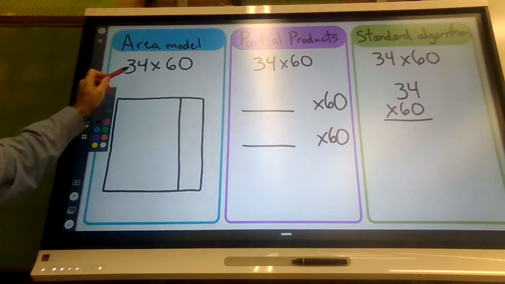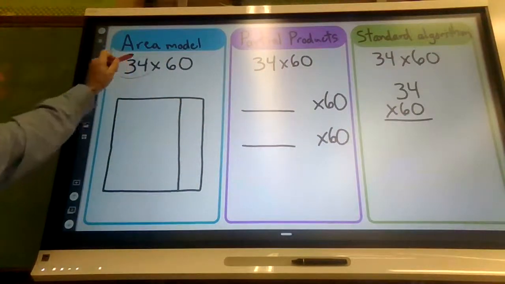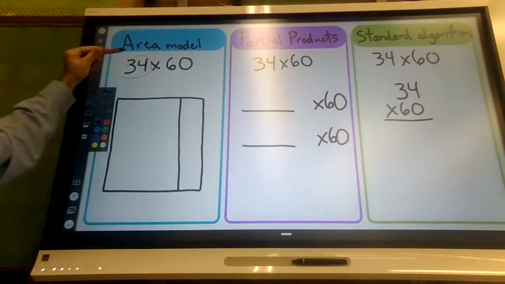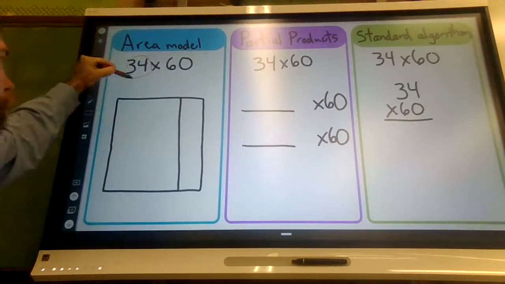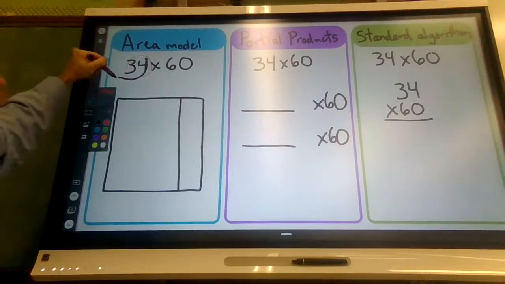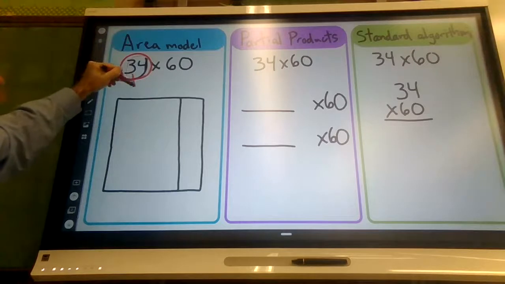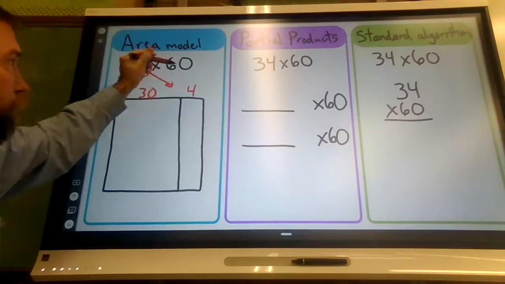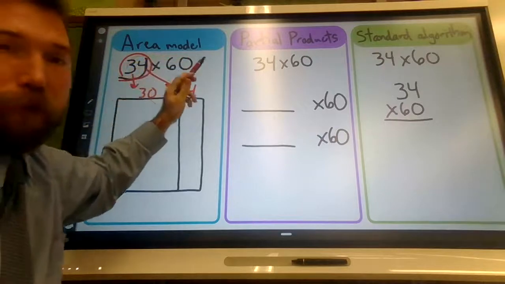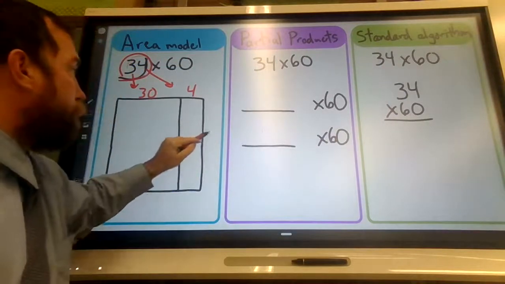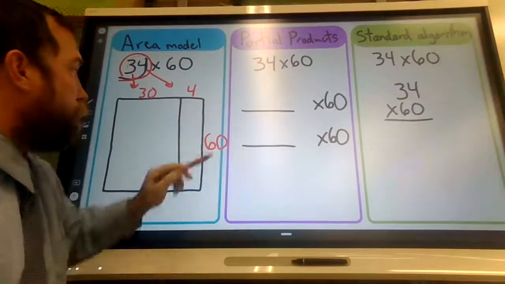Okay, so with the area model, we take our number and we split it up. The 3 here is really 30. The 3 is really a 30. The 4 is just 4. And if it was 60 something, we would split the 6 and the other number apart. But since it's 60, we just leave that together.